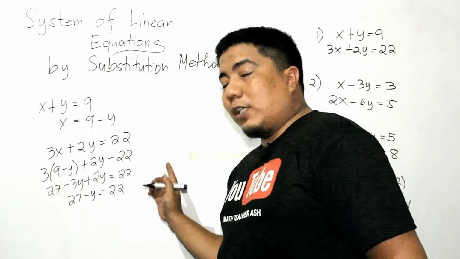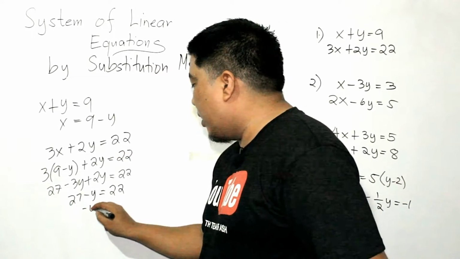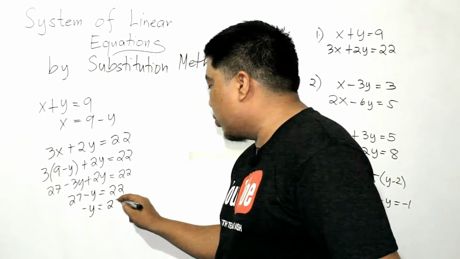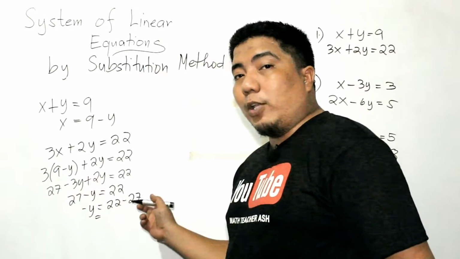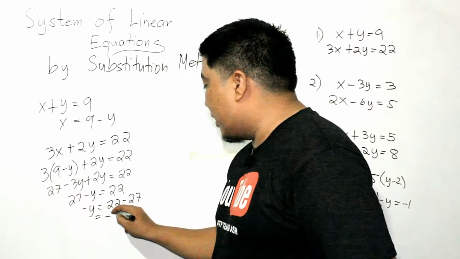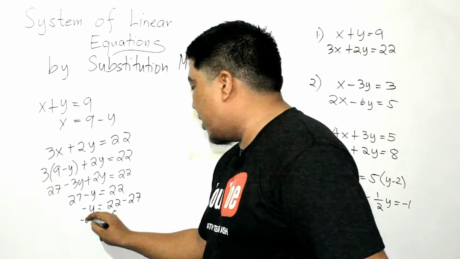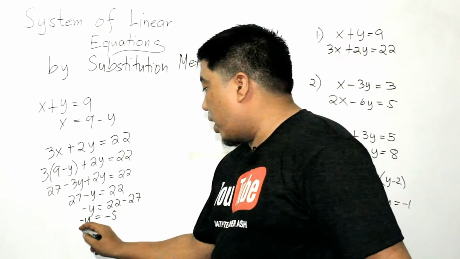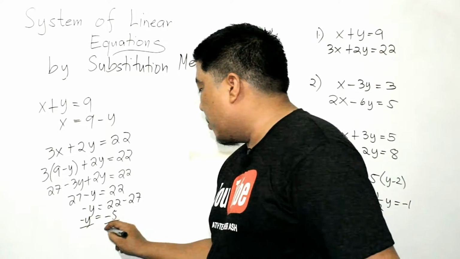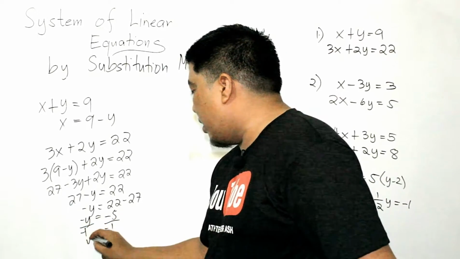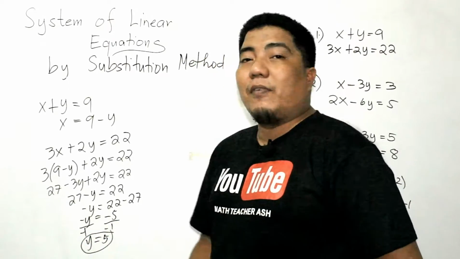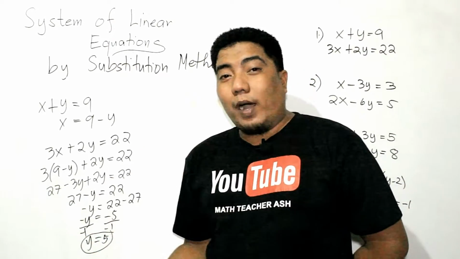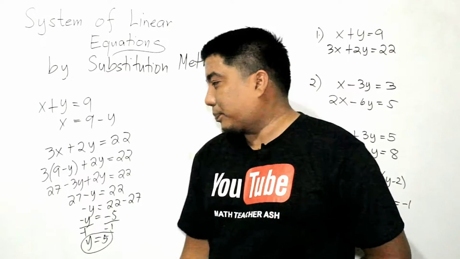I will transpose now my 27, giving me negative y is equal to 22 minus 27. 22 minus 27, that is negative 5. But here, I have negative y. So, I will divide the whole equation by negative 1, giving me y is equal to positive 5. So, I have a value of my y, which is positive 5.